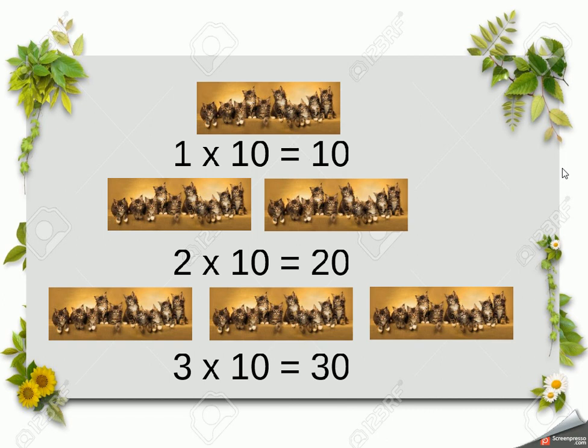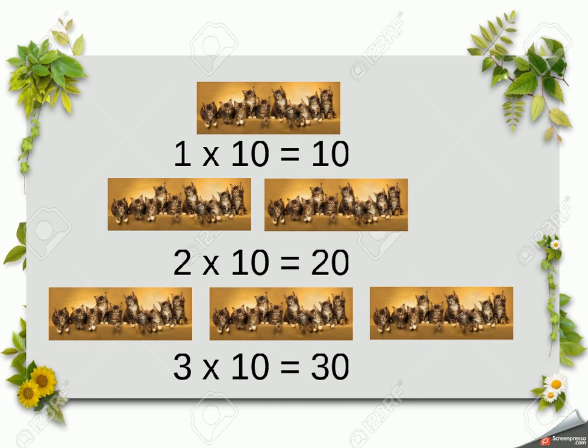The second number in it, times 10, is the number of objects that we've got in the group, in this case kittens in the group, and then the number at the start, 1 times 10 or 2 times 10 or 3 times 10, that 1, 2 or 3 is how many of those groups we've got. So from the first one we can see that 1 times 10 is 10, second one 2 times 10 is 20, and the third one 3 times 10 is 30.